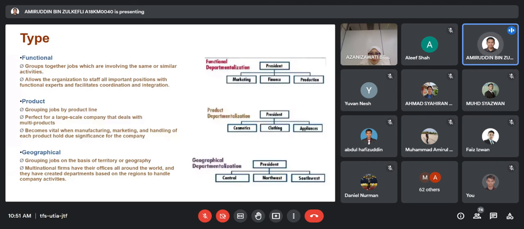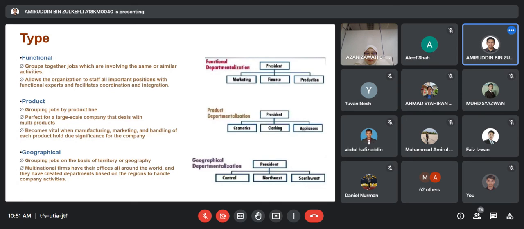The second type is by product. It groups jobs by product line. As an example, Aeon has a cosmetic department, clothing department, electric appliance department. It's perfect for a large-scale company that deals with multiple products. It becomes vital when manufacturing, marketing, and handling of each product hold due significance for the company.